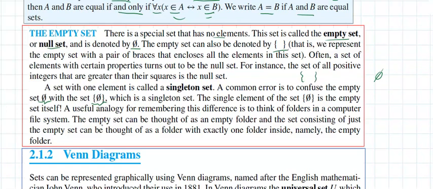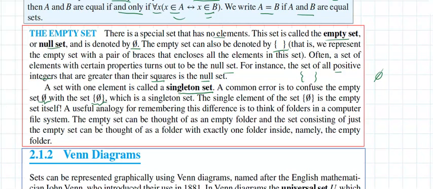The empty set can also be denoted by a pair of braces with nothing inside, that is, we represent the empty set with braces that enclose all the elements in the set, and there's nothing there. Often, a set of elements with certain properties turns out to be the null set. For instance, the set of all positive integers that are greater than their squares is the null set. A set with one element is called a singleton set. Again, we're not going to really focus on this, but sometimes they use that language.